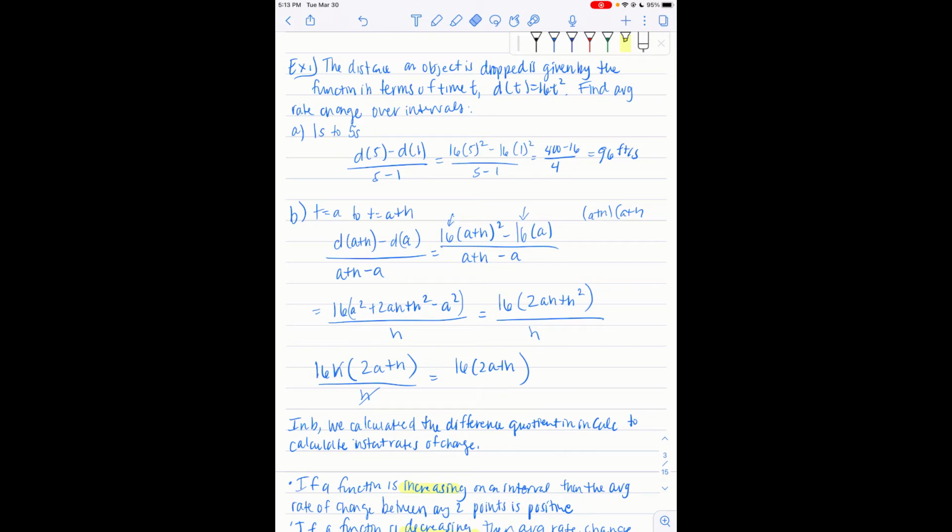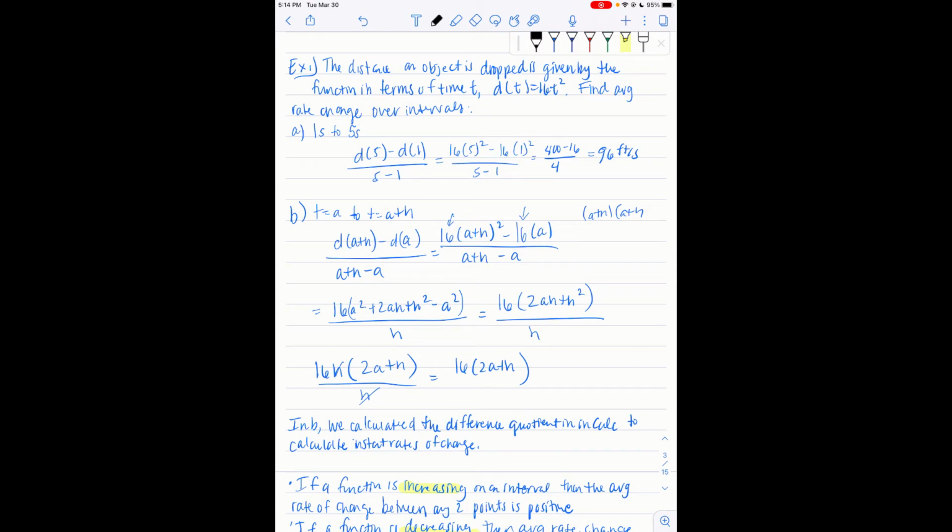Okay, so part B. Here we don't have numbers anymore. We actually have variables, but it works the same way. So I have a plus h and then a. So a plus h is going to be greater than a because it's a plus an h. That h is going to be positive, so it's going to be greater. So I'm listing that one first. So I have d of a plus h minus d of a over a plus h minus a.